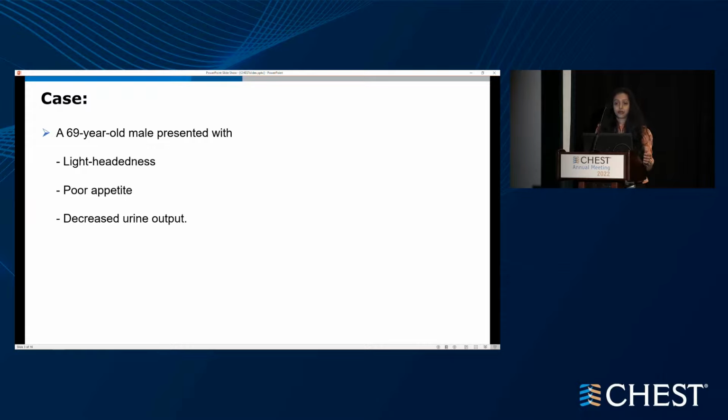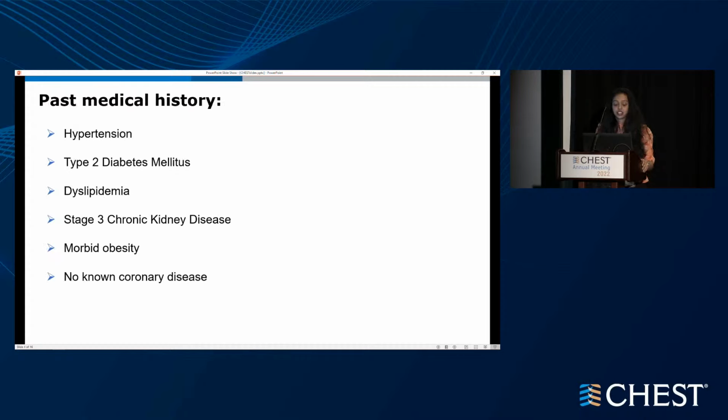He mentioned that 4 days before presentation, he had a big protein meal. Following that, he had very poor oral intake, both regular diet and fluids, and urine output decreased to more than 50% of his normal. He started having generalized weakness, dizziness, and a pre-syncope on the day of presentation, and came to our ER. Digging into his past medical history, it's significant for hypertension, type 2 diabetes, dyslipidemia, stage 3 CKD, and morbid obesity. No known coronary artery disease.